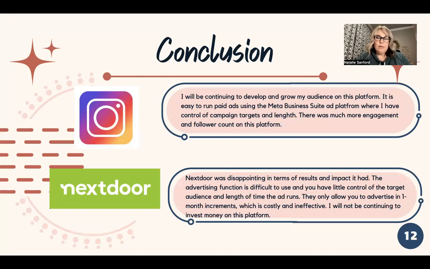The Nextdoor platform I was pretty disappointed with. The ads were really expensive and they only would let you choose one picture and it ran for 30 days. And I just didn't see the engagement or the follower count that I would have thought that much money would have purchased. So I will probably not be continuing to use Nextdoor for a lot of paid advertising. I'll probably do some organic posts here and there if we're doing an in-store event or a big sale, just to keep it current.